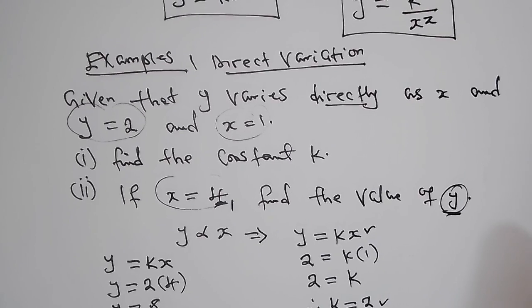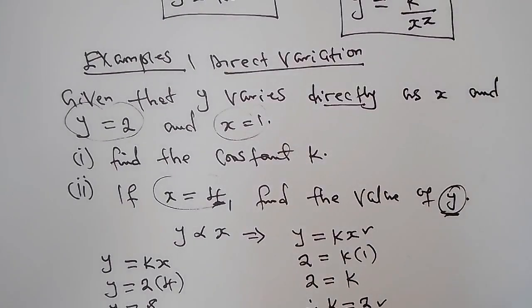So that is an example on direct variation. So let's go to the inverse variation example, okay?